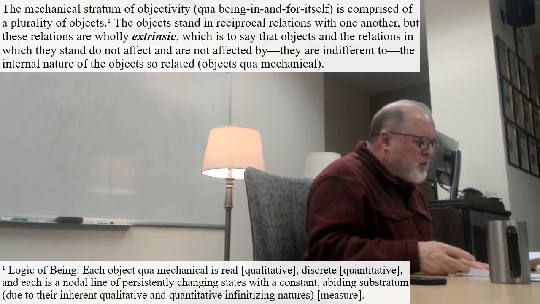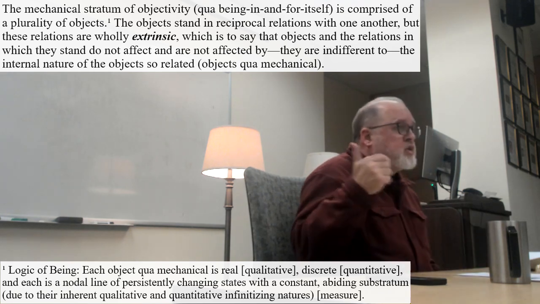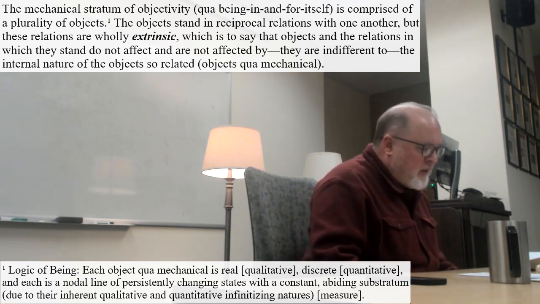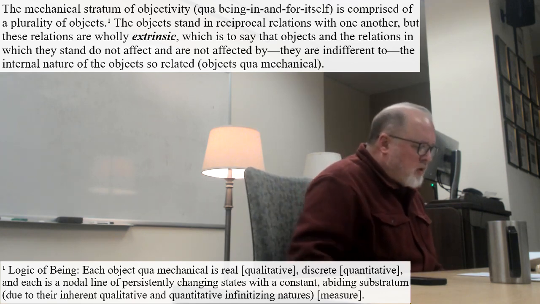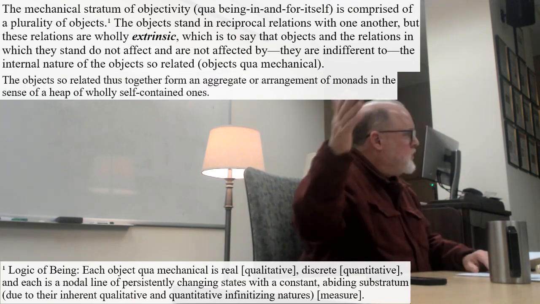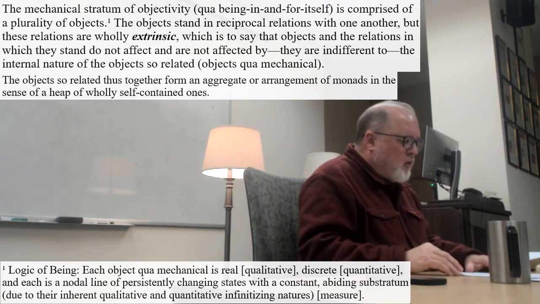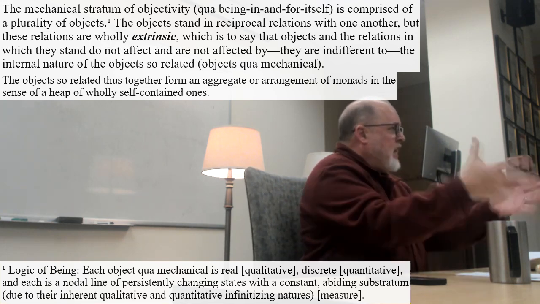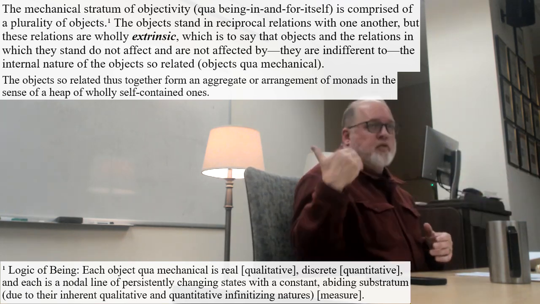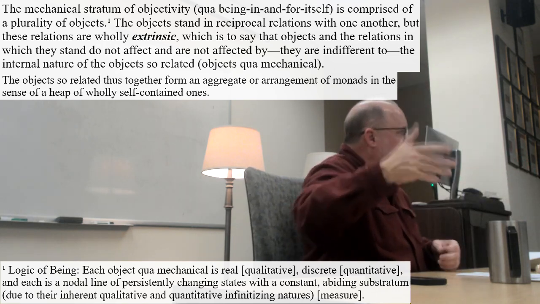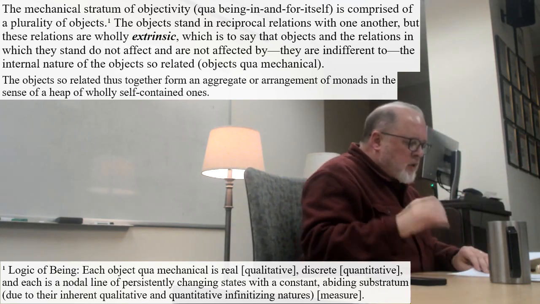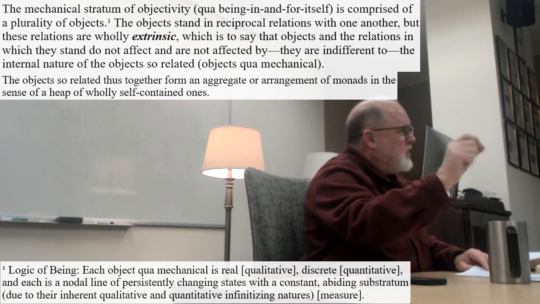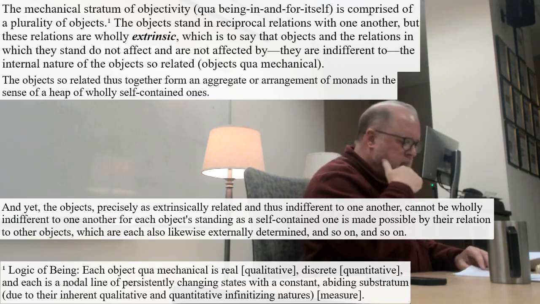So the objects stand in reciprocal relations with one another, but these relations are wholly extrinsic, the point I was making earlier, which is to say that the objects and the relations in which they stand do not affect and are not affected by, they are indifferent to, the internal nature of the objects so related, objects that again, qua mechanical. The objects so related thus together form an aggregate. This is where we start off in the mechanism chapter with, just an aggregate, a heap, as I said last time. We're going to come to something much more ordered with absolute mechanism and free mechanism, but we're not there yet. So it forms an aggregate or arrangement of monads in the sense of a heap of wholly self-contained ones. That's why he pulls that notion of monad over, and he likes them.